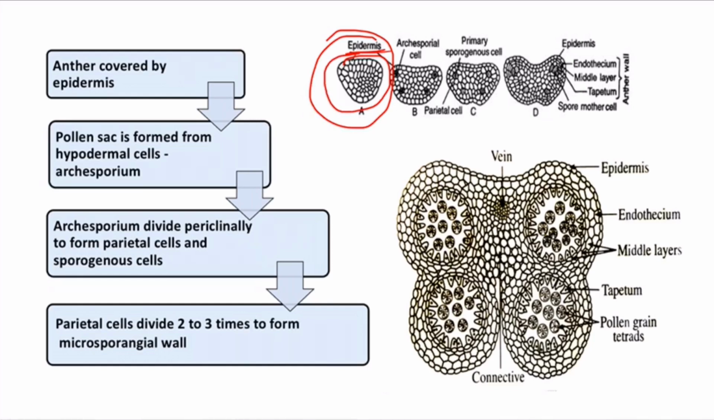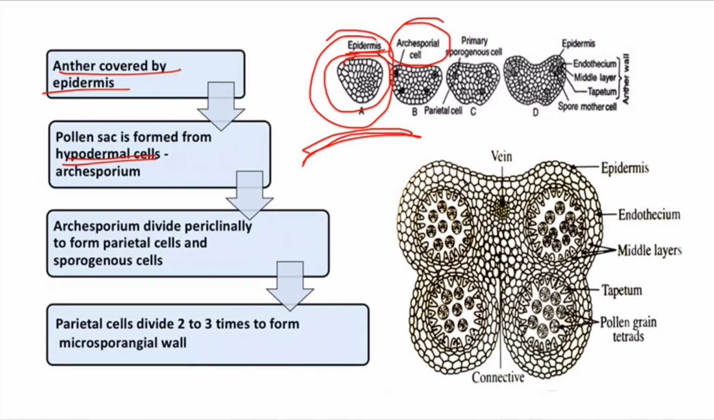Epidermis, right? So I can say anther is covered by epidermis. And in this picture you can see that all the cells are homogeneous, means all the cells are the same, right? Later on, these epidermal cells or these homogeneous cells will start dividing. But how? After the epidermis layer, there is one more layer which is known as hypodermis, or you can say there are hypodermal cells. These hypodermal cells will get differentiated into the archesporial cell.